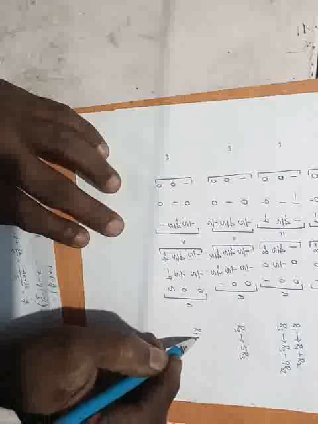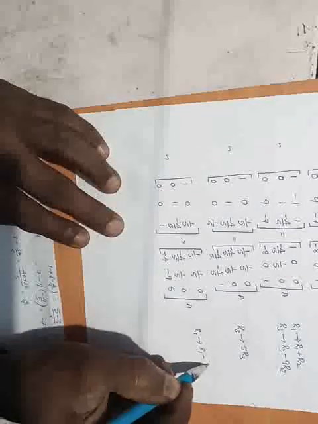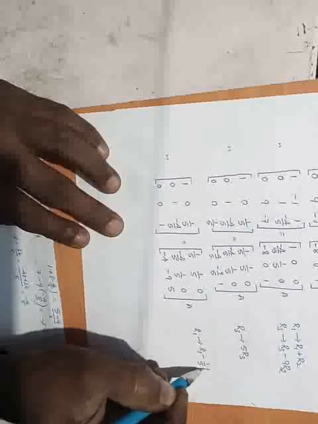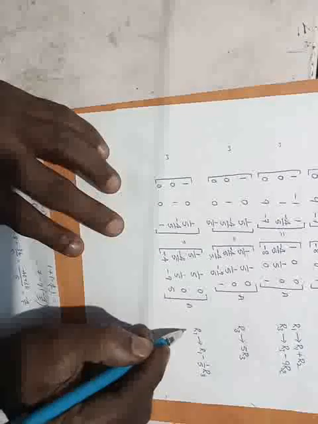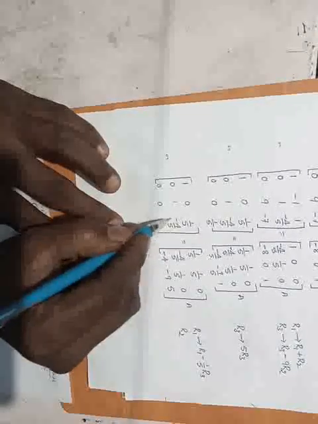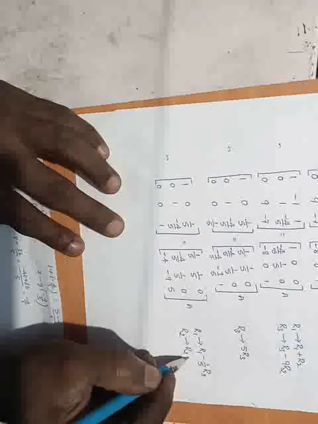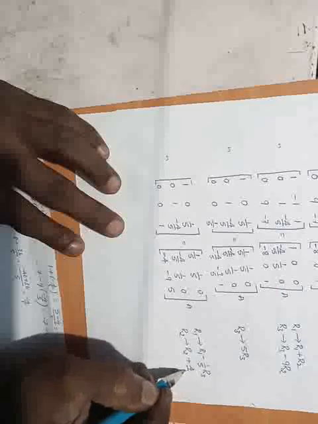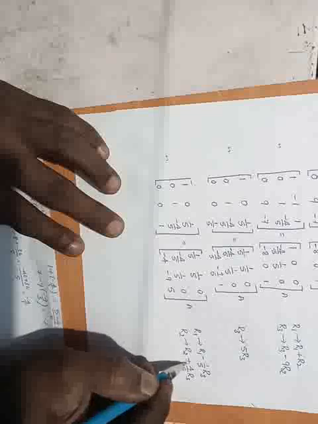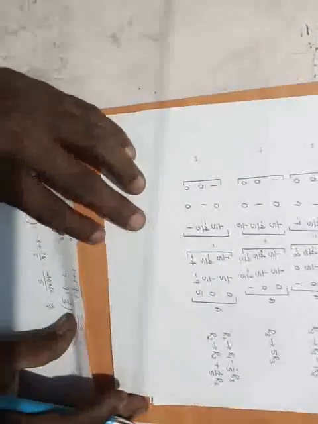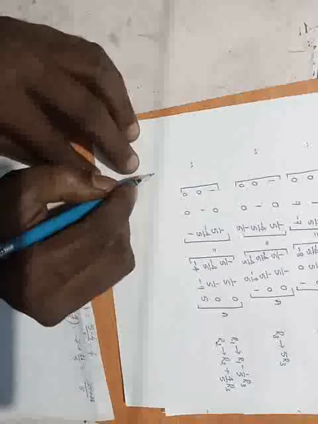Now R1 changes to R1 minus 1 by 5 into R3. Next, R2 changes to make this element 0. R2 changes to R2 plus 4 divided by 5 into R3. So you think why I am getting a plus sign here? Okay. So now let us see what happens to the matrices.